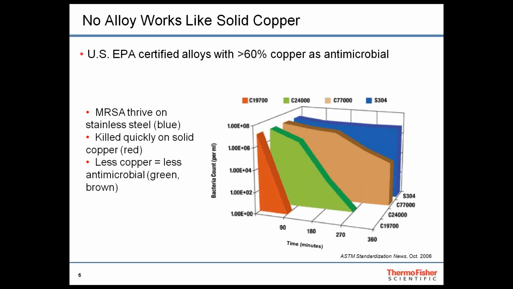Now this graph shows over 6 hours that methicillin-resistant Staphylococcus aureus bacteria, or MRSA for short, thrive on stainless steel. And you can see that in the blue. So there's no reduction of them over 6 hours. But if you look in the red, solid copper will kill 10 million of these supergerms within 90 minutes. And as you reduce the amount of copper in the alloy, so the green has 80% copper and the brown is 55% copper, the killing of the MRSA germs is delayed. So less copper content means less antimicrobial effectiveness.